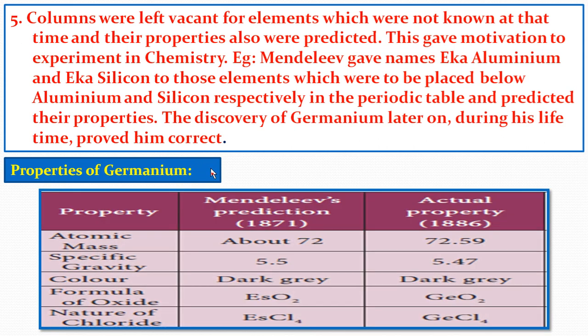So, what are some of the properties of germanium? The atomic mass was predicted to be about 72, it is corrected to 72.59. Specific gravity 5.9, it is corrected to 5.47. Then the color is dark grey, so the same color, dark grey. The formula of the oxide, EsO2, means here germanium GeO2, germanium dioxide. The chloride, EsCl4, here germanium GeCl4, germanium tetrachloride. These are the properties of germanium.